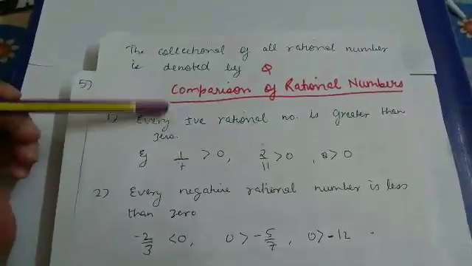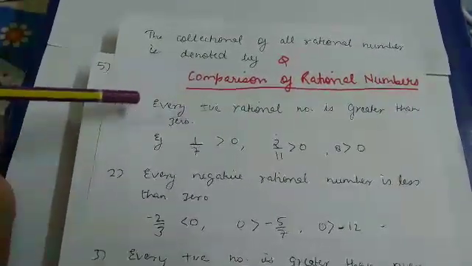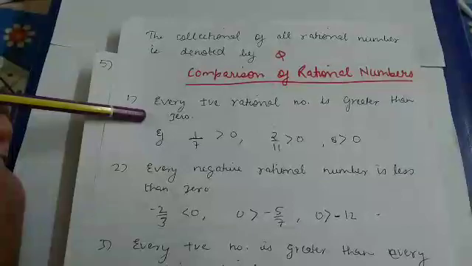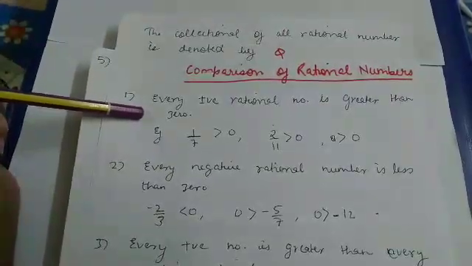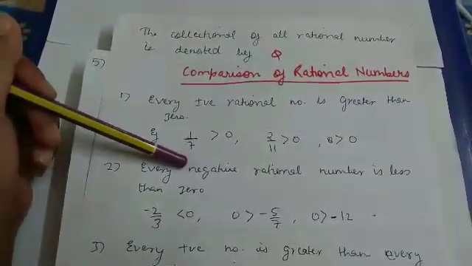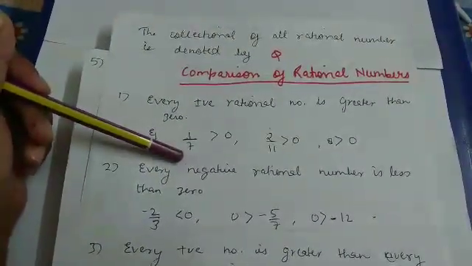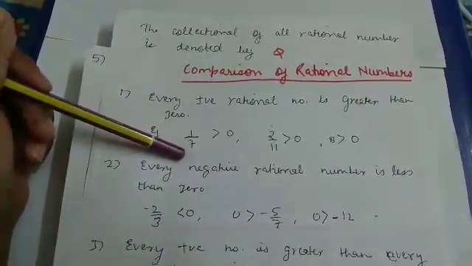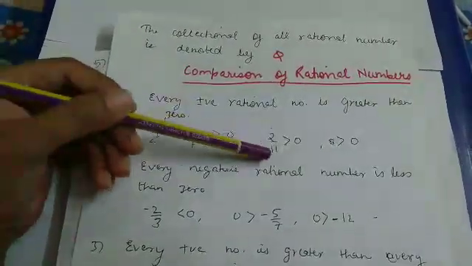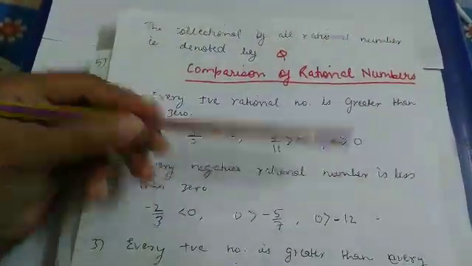Now, comparison of rational numbers. First point, every positive rational number is greater than 0. I think this point you all know. All positive rational numbers are always greater than 0. 1/7 is greater than 0. 2/11 is greater than 0. 8 is greater than 0.